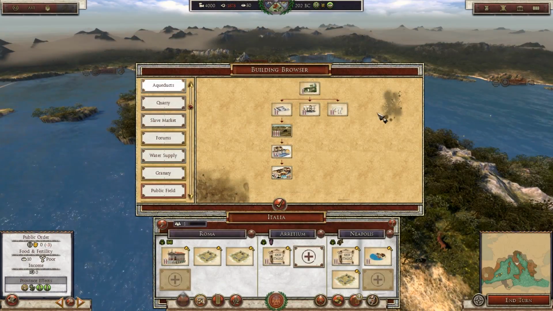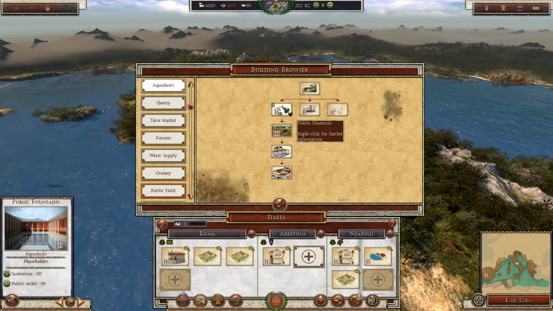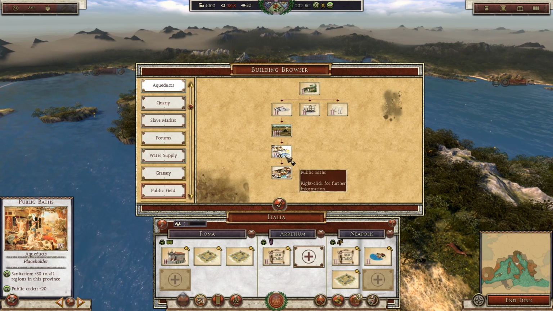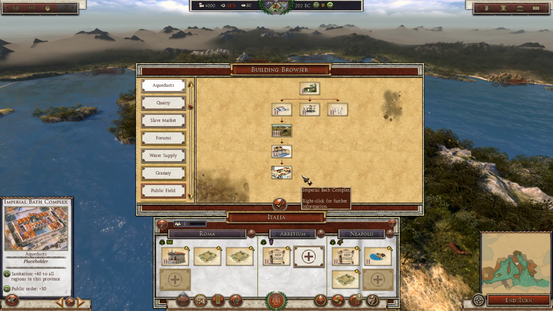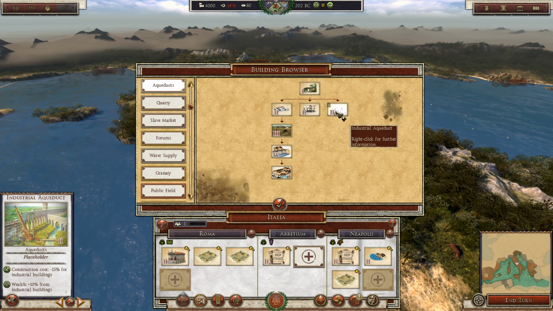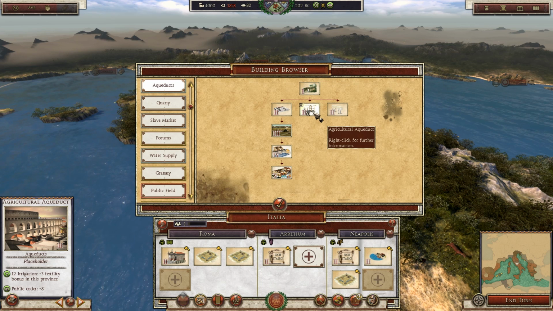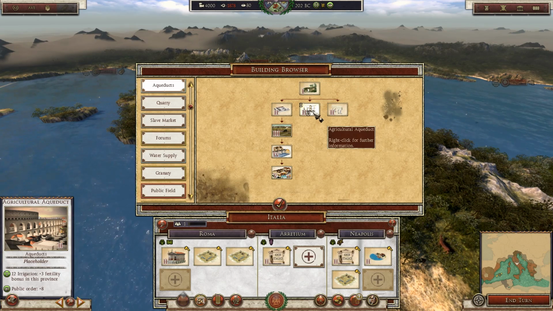Aqueducts in the Ancient Empires mod can serve a multitude of purposes. The bath route provides lots of happiness and sanitation. The industrial aqueducts reduce the construction costs of industrial buildings while increasing the wealth of industrial buildings. And last, we have the agricultural aqueducts, which provide massive boosts to farming income and public order, and these would work perfect in tandem with a province full of estates.